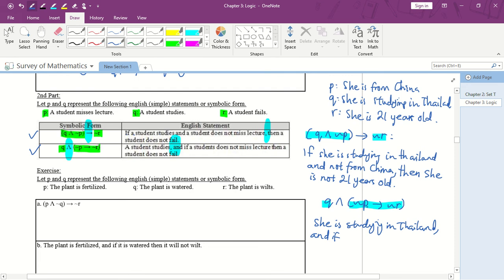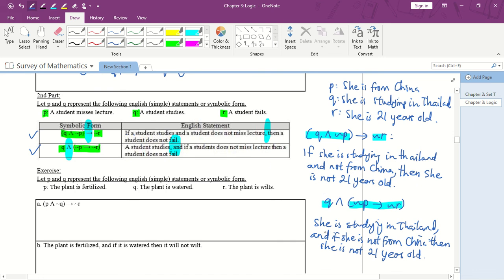The negation of P is "if she is not from China." And look at here. The negation of R. So is "then she is not 21 years old." And we will put here "then she is not 21 years old." And we are done. She is studying in Thailand.